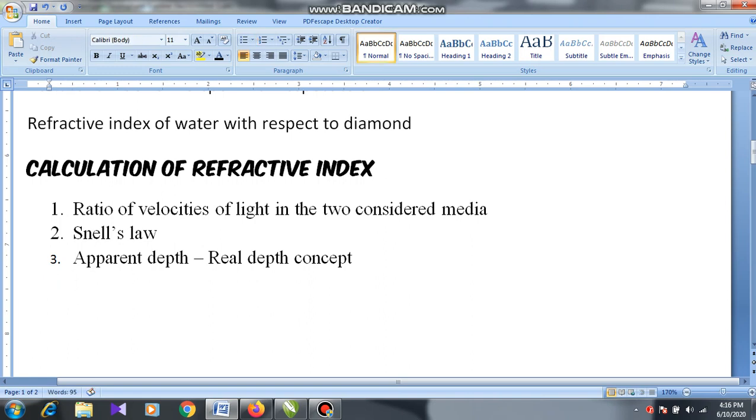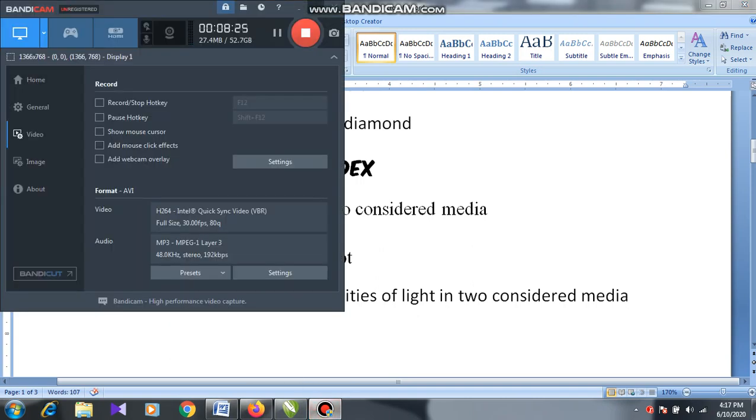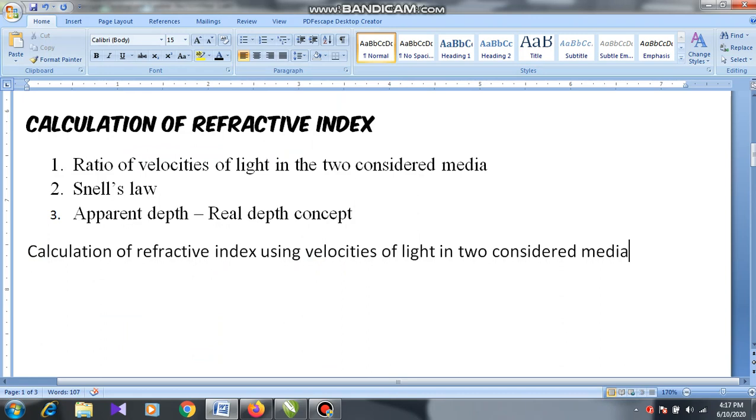Okay, so our heading is going to be calculation of refractive index using velocities of light in two considered media.